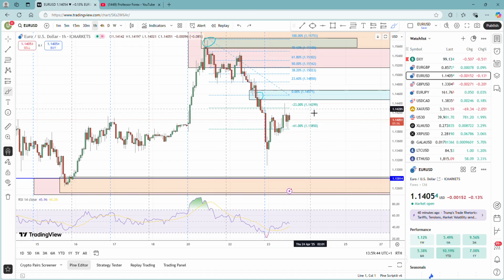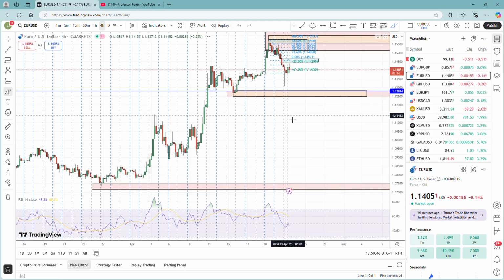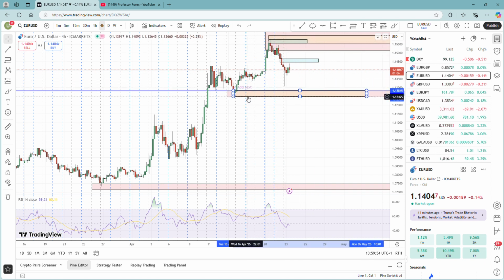So let's update these levels now. Start on H4. Remember, you just want to mark your support and resistance levels. Here's your resistance where it's a high. Here's your support where it made the most recent high low.